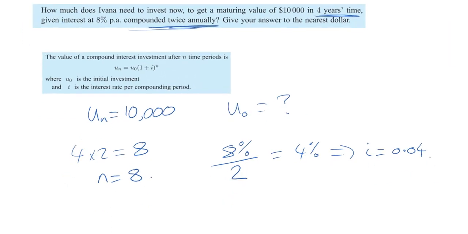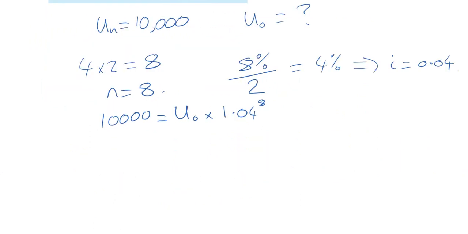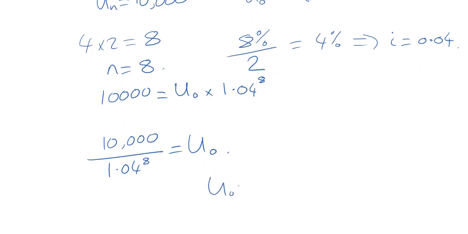Right, now we can put all this information into our formula and see what happens. So 10,000 is equal to U0 times 1.04 to the power of 8. Now, if we just divide through by 1.04 to the power of 8, we're going to have our solution, aren't we? We've got 10,000 divided by 1.04 to the power of 8. That is going to give us our U0. And if we work out that calculation, we're going to have U0 is $7,307. Do check you get the same answer as me.